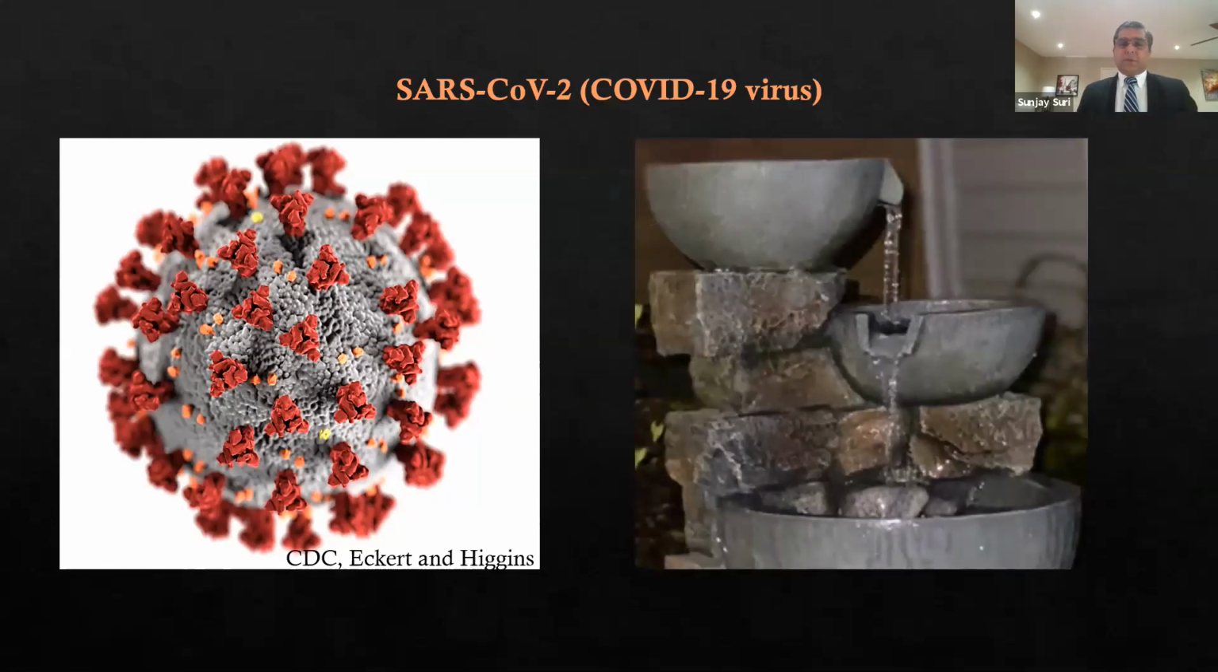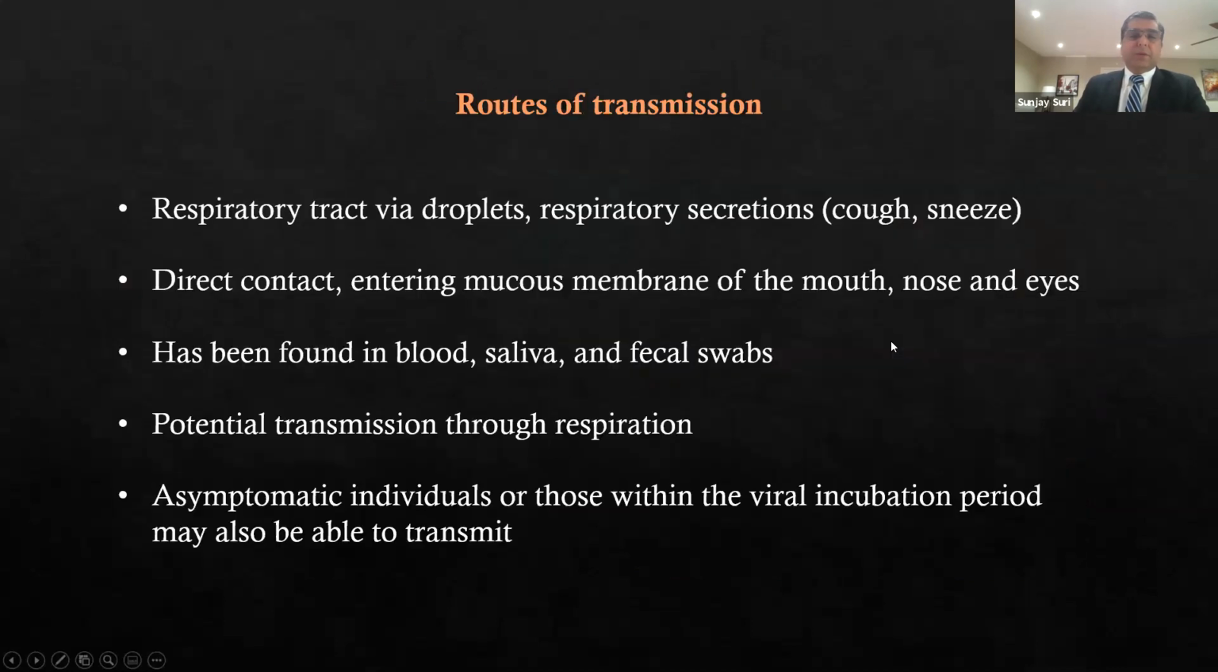The main thing for us to remember as orthodontists or as dentists is that the most potent way that this virus easily spreads is through droplets from the nose and from the mouth. So the droplets from the nasorespiratory tracts, and especially when we look at the points of entry or exit, the nose and mouth are very potent regions where the virus has a chance to spread from. So the routes of transmission of this virus are the respiratory tract via droplets, respiratory secretions, so cough and sneeze, and direct contact entering the mucous membrane of the mouth, the nose and the eyes. The virus has been found in blood, saliva, and in fecal swabs.